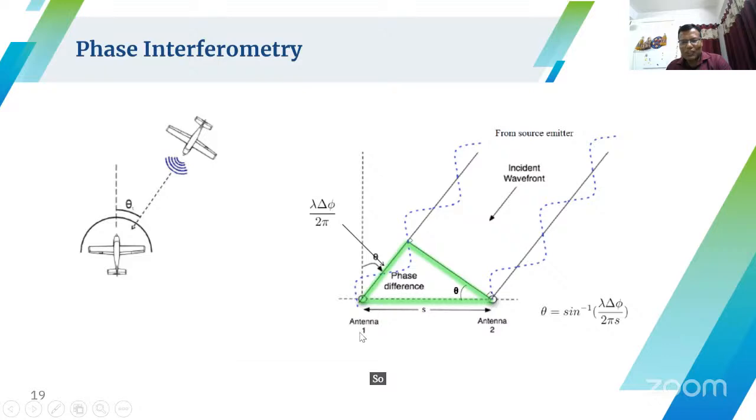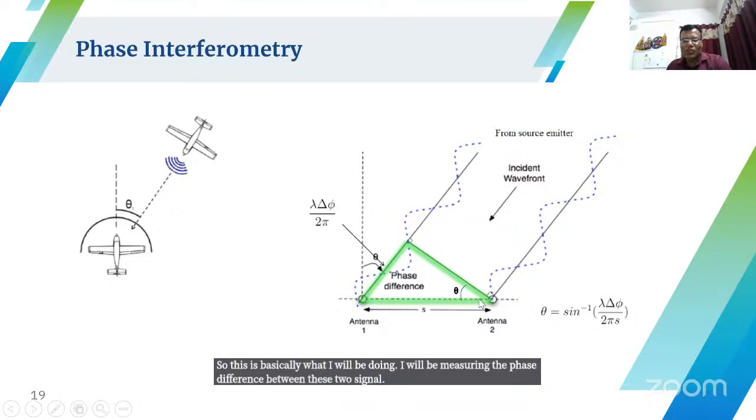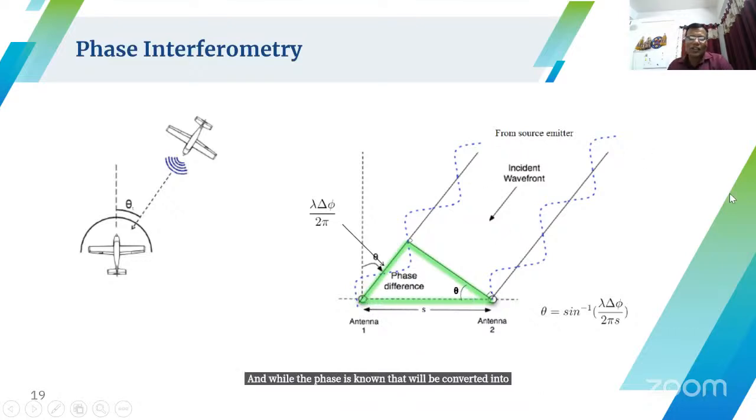Here I am showing antenna 1 and antenna 2, and a signal coming from a direction theta. The signal will reach antenna 2 and it will be delayed by some time delta before it reaches antenna 1. That delta is nothing but a phase. So if I know the delay in the arrival of the signal, I will be able to convert it into the angle of arrival. So basically I will be measuring the phase difference between these two signals, and once the phase is known, that will be converted into the angle of arrival. This is one of the very interesting applications of antenna arrays which has been used in the military domain.